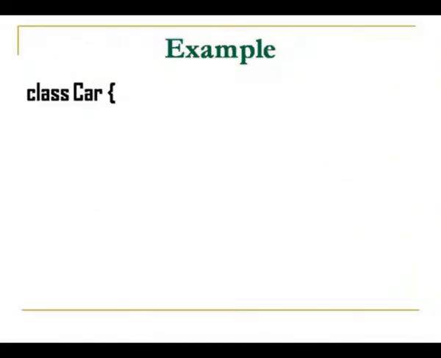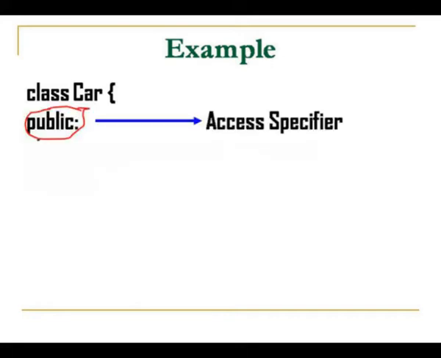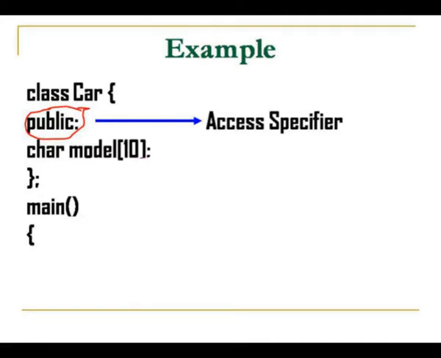Here is an example. You have the class car. So, here the name of the class is car and the body of the class starts from the opening brace. Public is the access specifier. You are having one string called model which can have up to 10 bytes, and then you have the class body ending here. So, there is only one data member called model. You have the main function, the body of the main function.